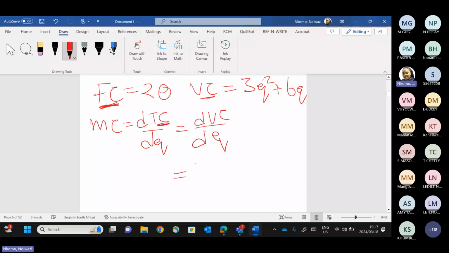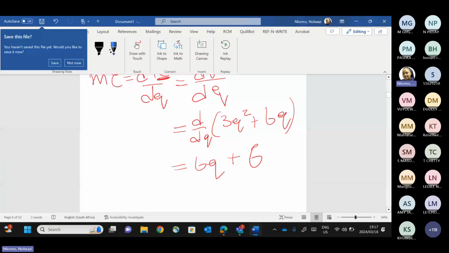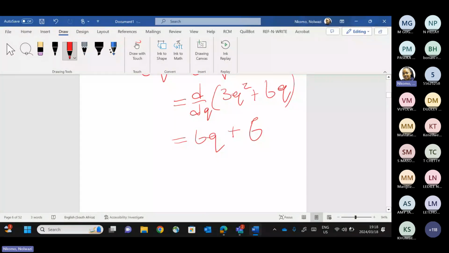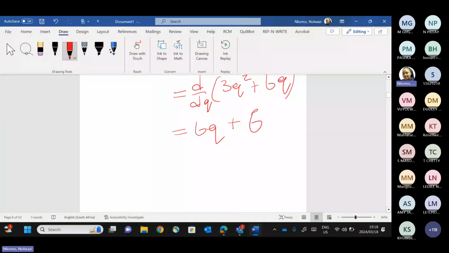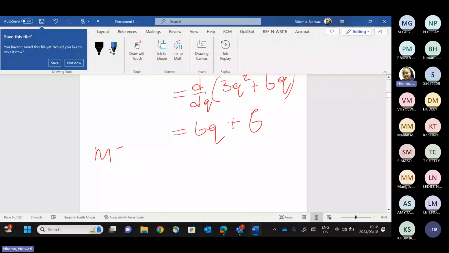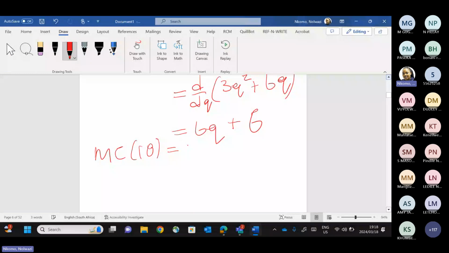But the question was, what is the cost to produce one more unit of product after 10 units have been produced? So this means our answer would be C of 10 is equal to 6 times 10 plus 6, and this gives us 66 rand.